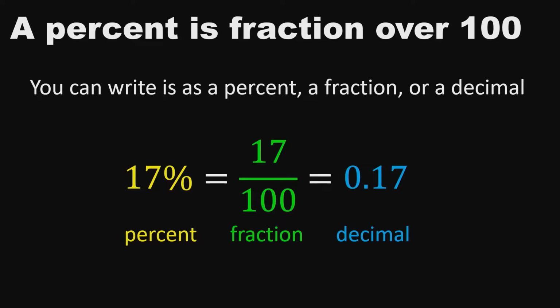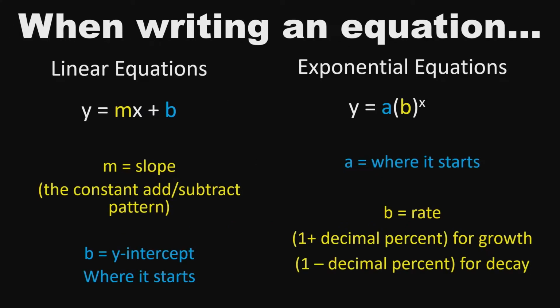So let's talk about writing equations. Now, we've done linear equations before. We're sick of those. y equals mx plus b. m is our slope, that constant number that changes. b is the y-intercept. It's where it starts. Today we're looking at exponential equations. Same letters, but kind of different in how they're used.